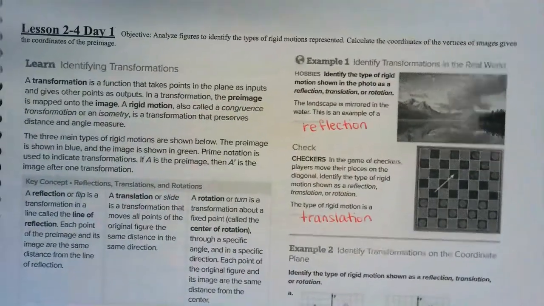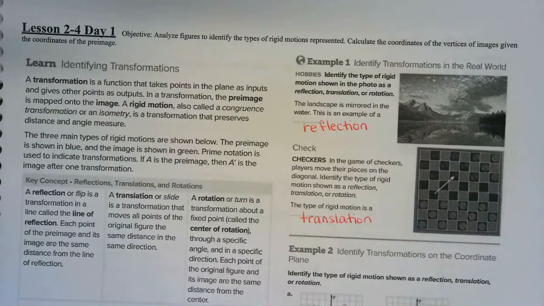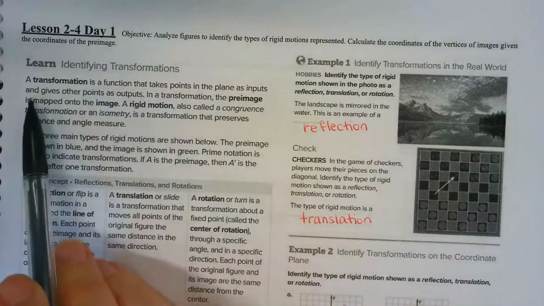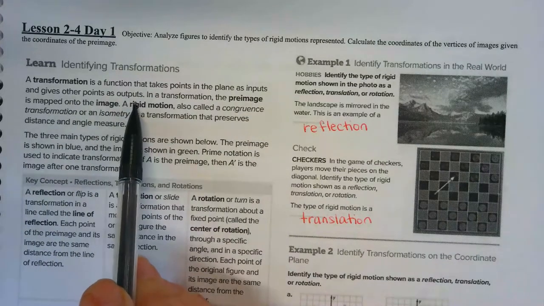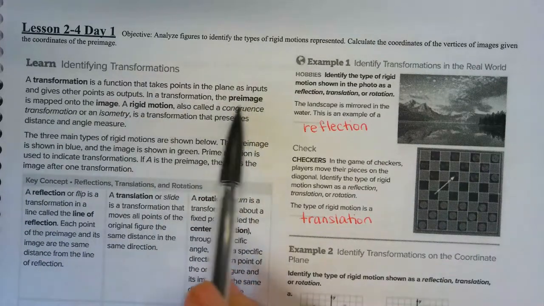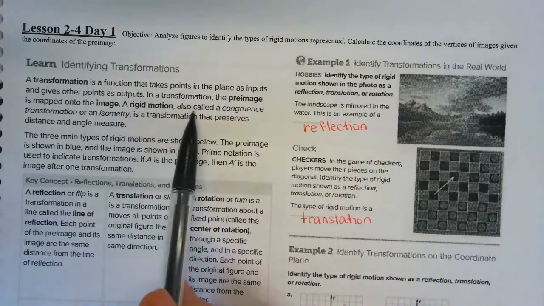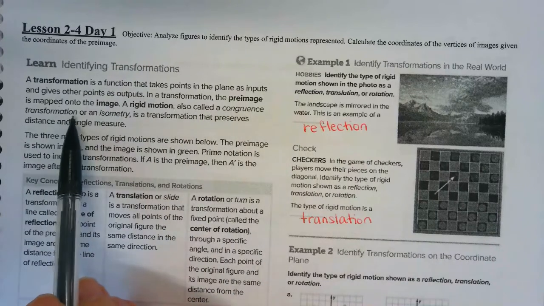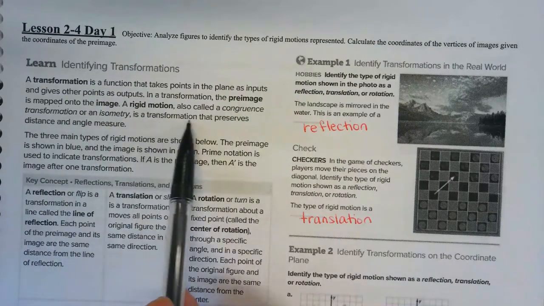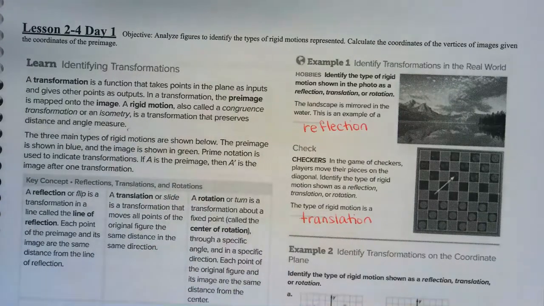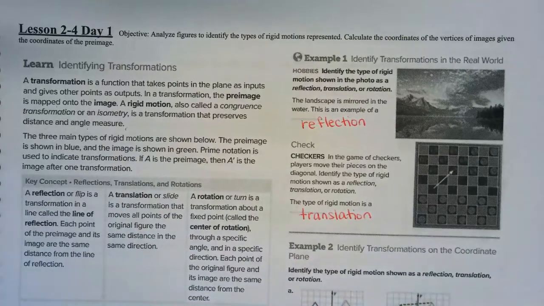Section 2.4 is where we are going to introduce different types of rigid motions. A transformation is a function that takes points in the plane as inputs and gives other points as outputs. In a transformation, there is a pre-image that is mapped onto the image. A rigid motion, also called a congruence transformation or an isometry, is a transformation that preserves distance and angle measurements. So all that's saying is that when you are doing a transformation, the shape should not be changing.